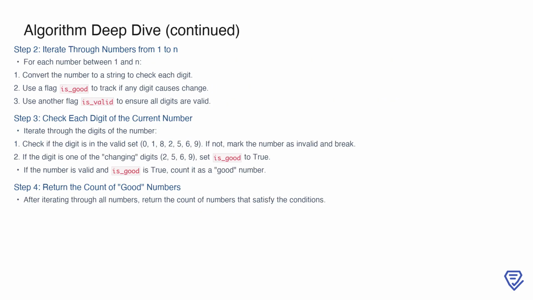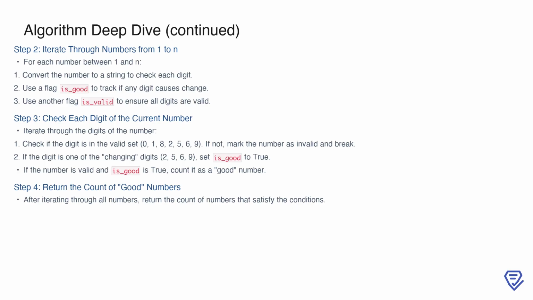To determine how many numbers are good, we iterate through all numbers between 1 and n. For each number, we convert it to a string so we can check each digit individually. We use two flags. is_valid ensures that all digits in the number are valid, while is_good tracks whether any digit causes a change when rotated.